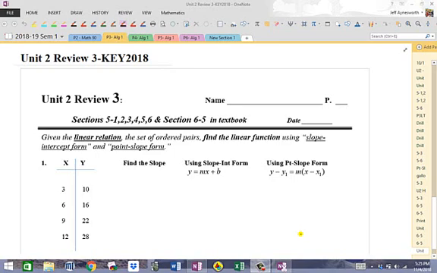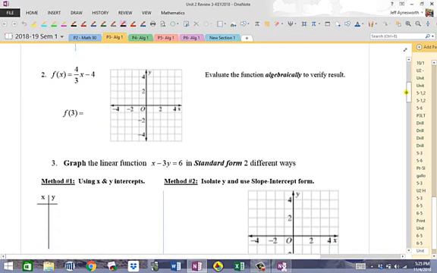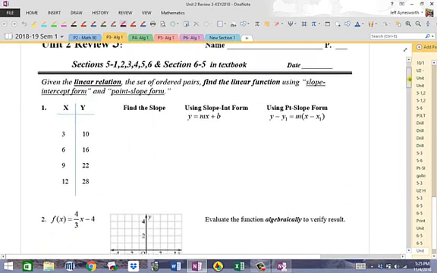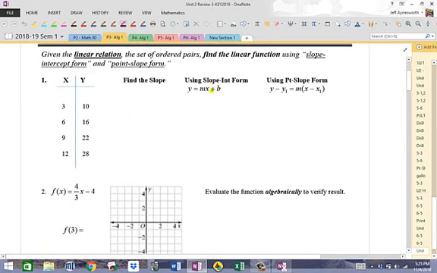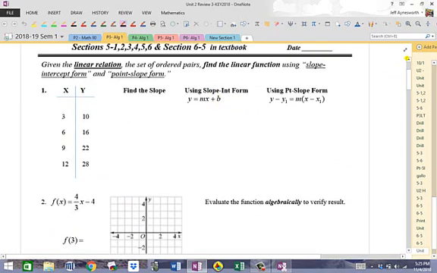All right, everybody, this is Mr. Ainsworth, and we're going to get into yet another review on linear functions, and this covers all of Chapter 5 in your textbook here, as well as Section 6.5. Okay, and let's start off with point-slope form and slope-intercept form, finding the linear function.